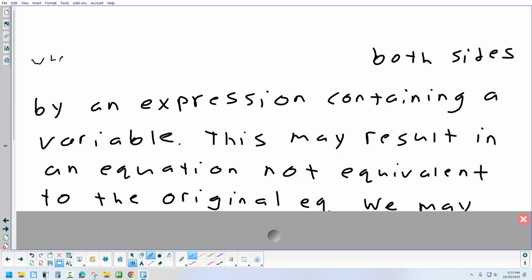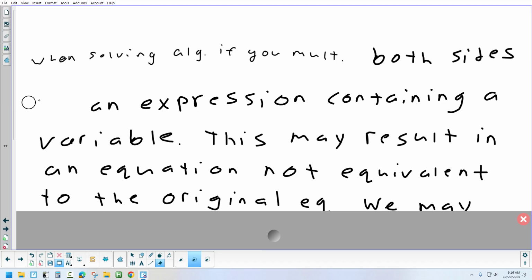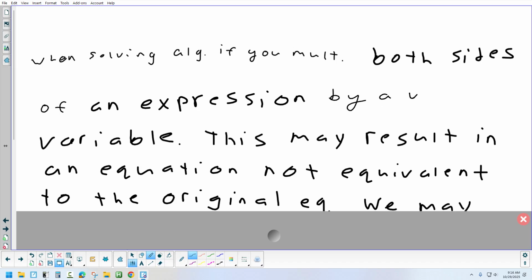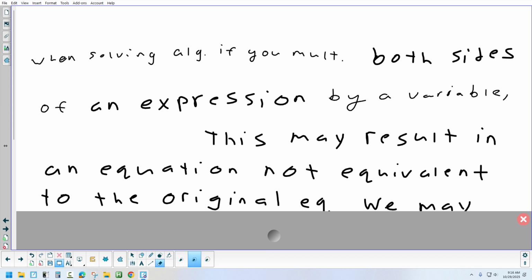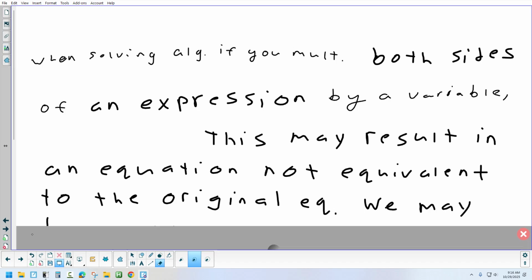So I'm going to say, when solving algebraically, if you multiply both sides of an expression by a variable, this may result in an equation not equivalent to the original. Yeah, so that's fine now.